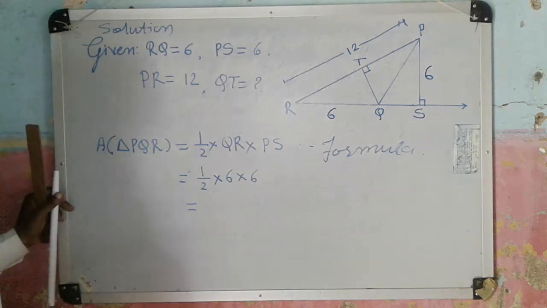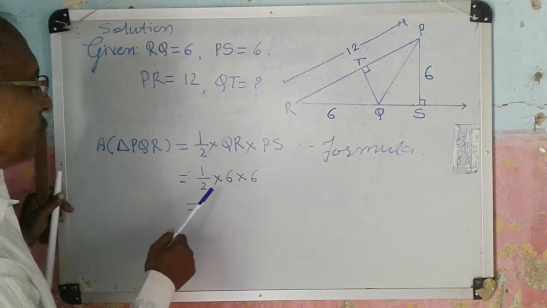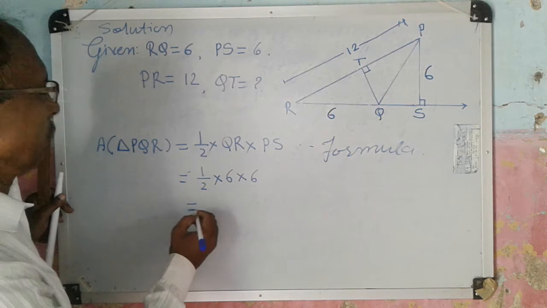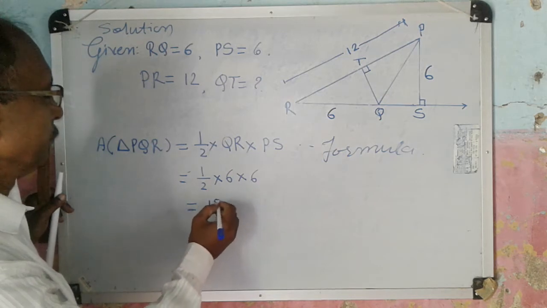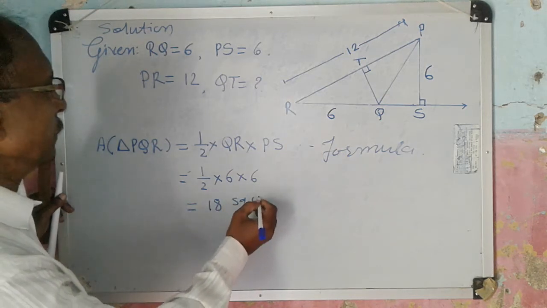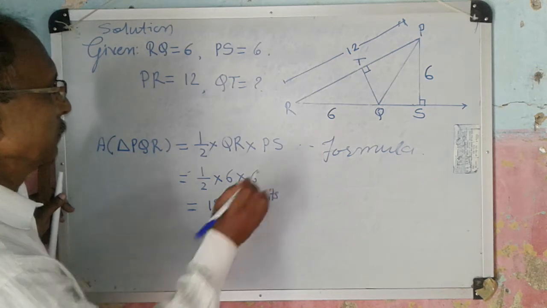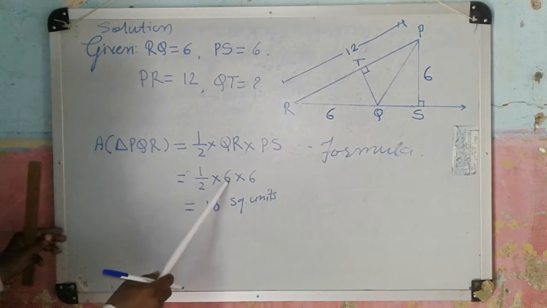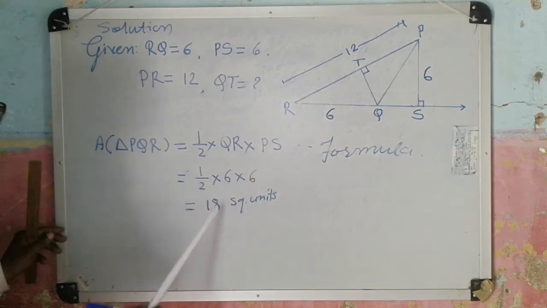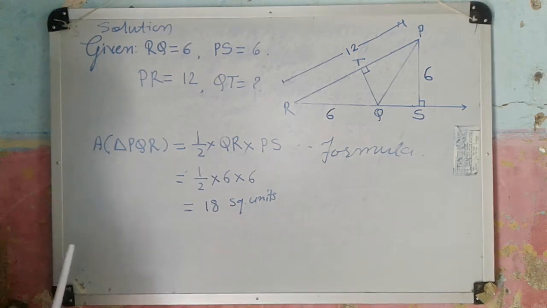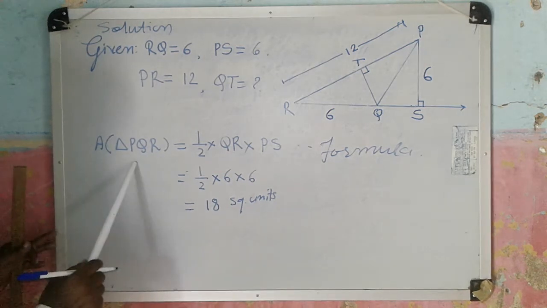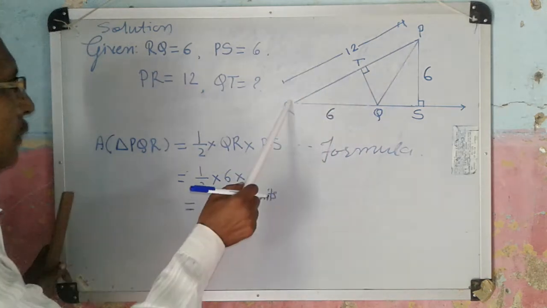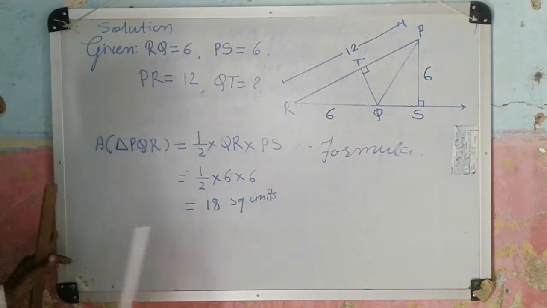So here by simplifying, we get 18 square units. Two threes are 6 and 6 threes are 18. Now we will find the area of the same triangle but taking base as PR and height as QT.